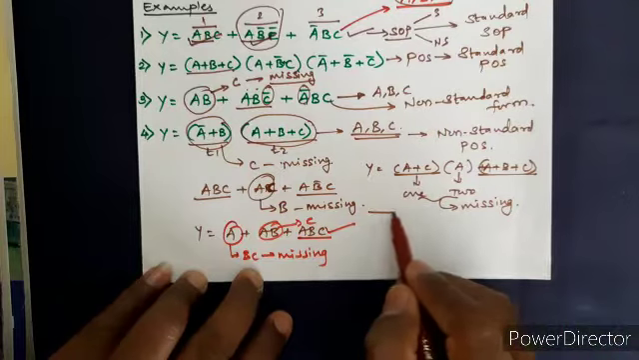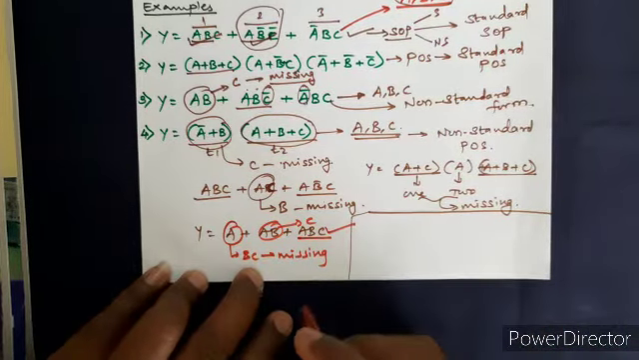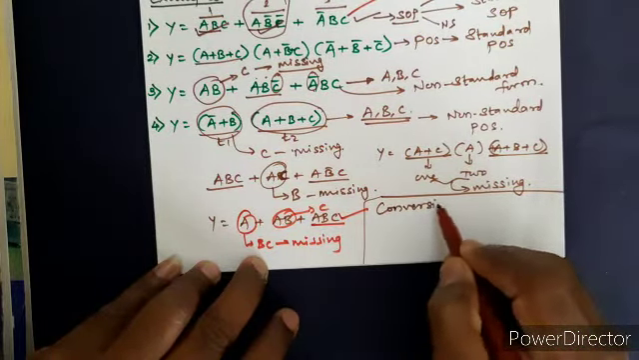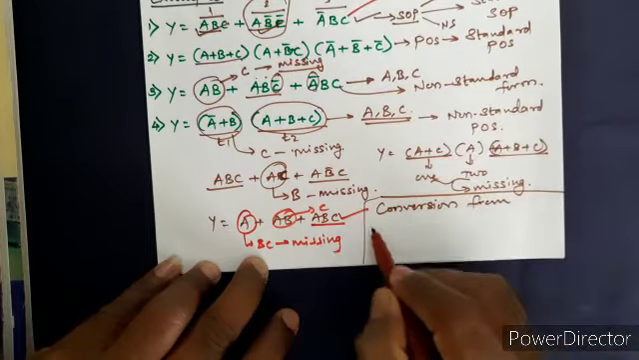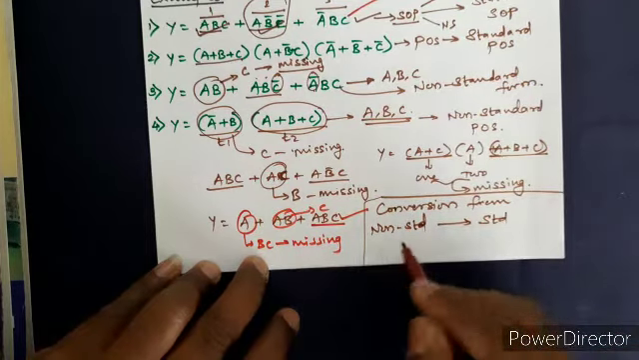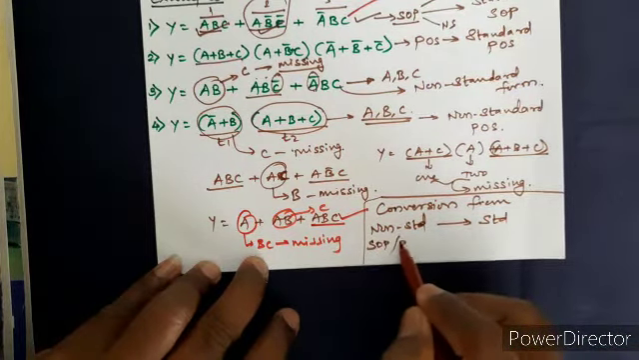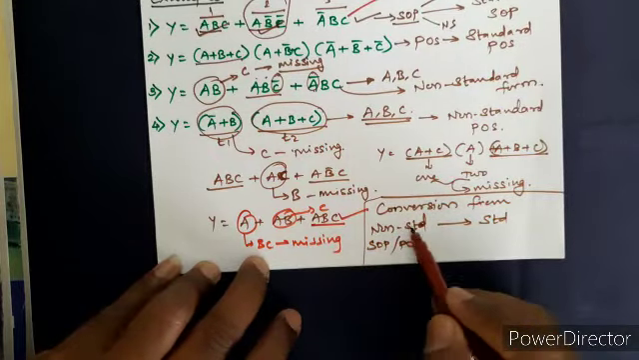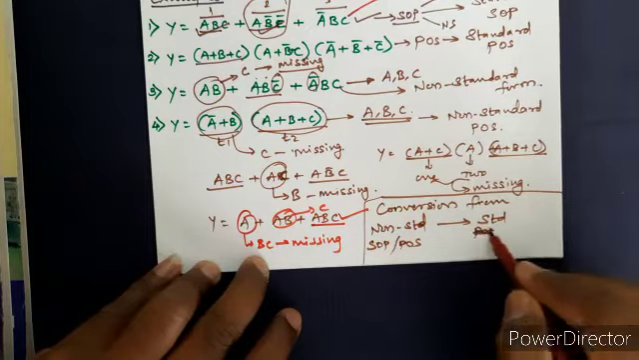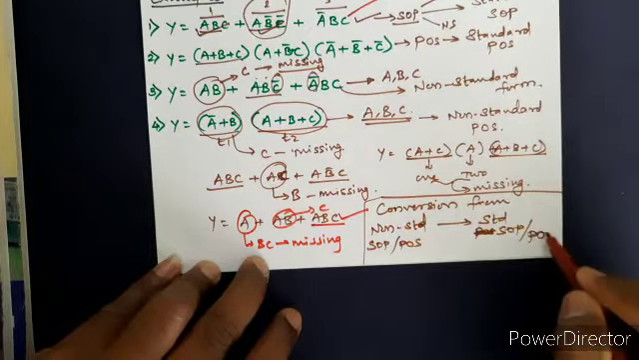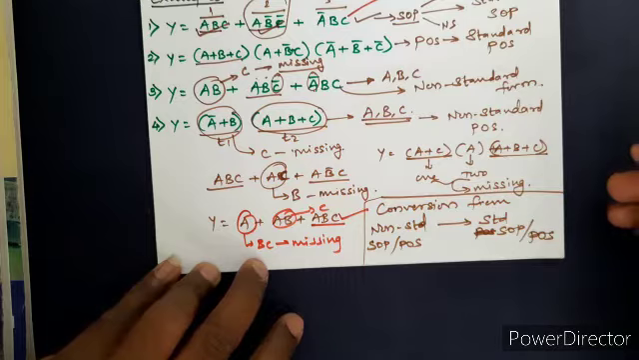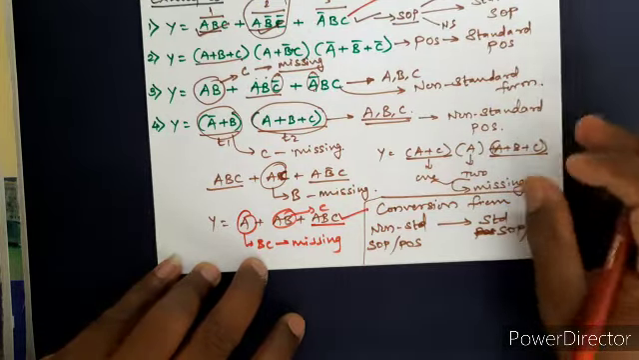Now, why are we considering this standard SOP and POS? Now, our next point is conversion. Conversion from non-standard to standard. So we can have non-standard SOP or non-standard POS, converted to standard SOP and standard POS form. So that is what the next point we are going to discuss. Okay.